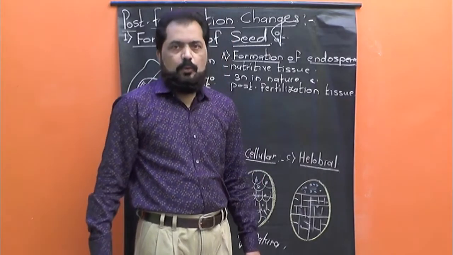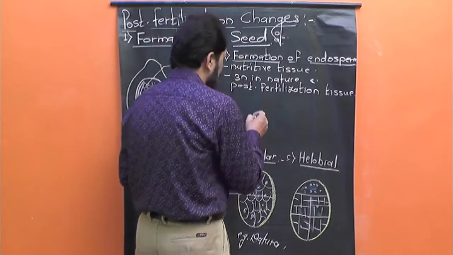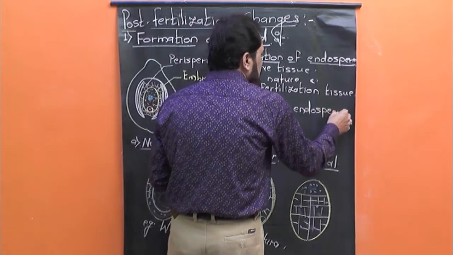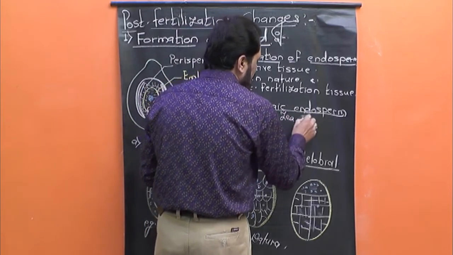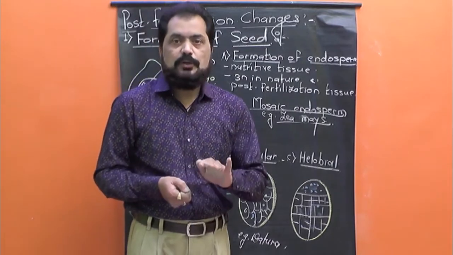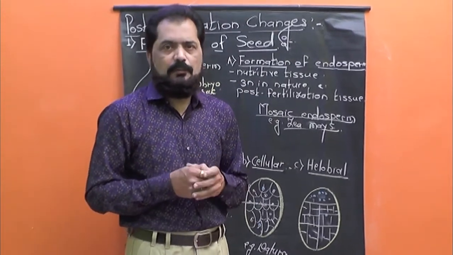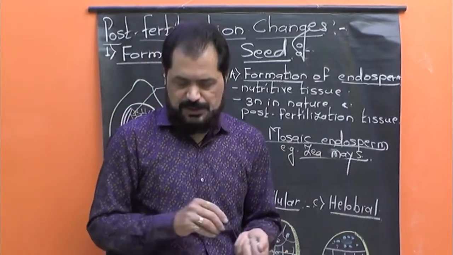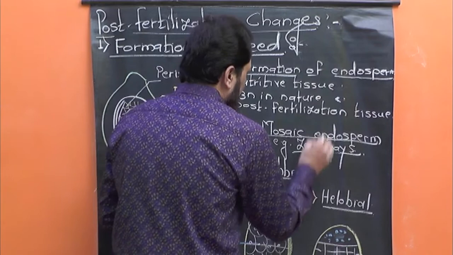One more thing, mosaic endosperm is seen in maize, Zea mays. Example, Zea mays. In Zea mays, the endosperm is not homogeneous, but it appears in the form of patches of red and white color, and this mosaic endosperm was discovered by a scientist, Weber. It is one more type.